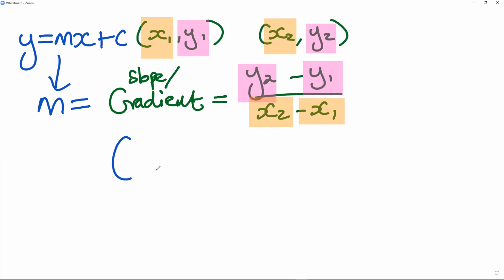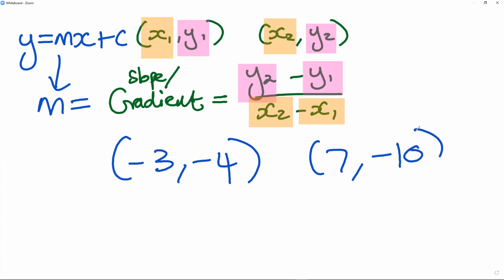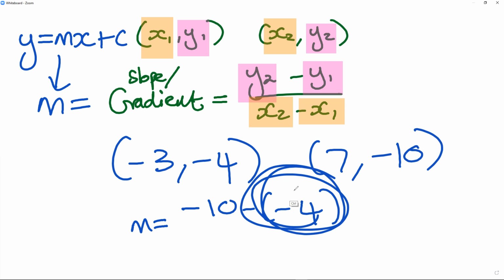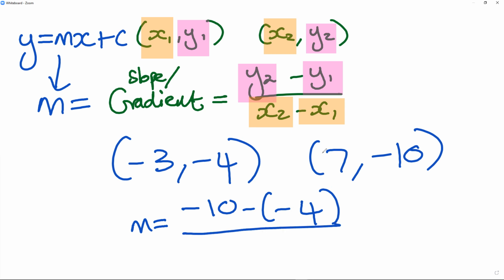Let's do another one, but this time I'm going to introduce three negatives: negative 3, negative 4, 7, and negative 10. Let's go. Negative 10 minus 4. Keep the bracket there. Keep the brackets. The brackets are your lifesaver. 7 minus 3.